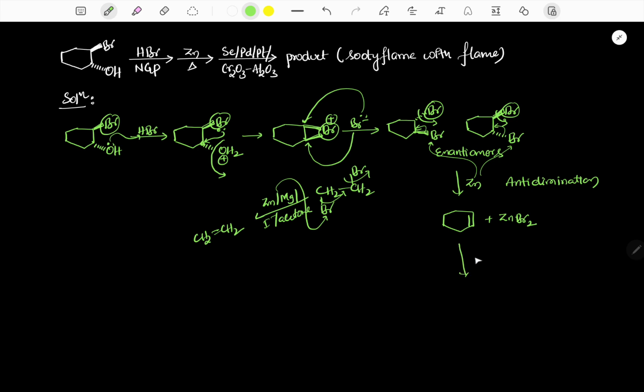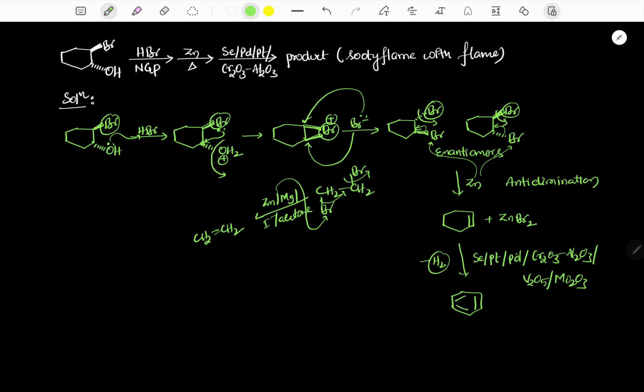Now it is treated with selenium, platinum, palladium, Cr2O3, Al2O3. We can also use V2O5 and Mo2O3. When we heat a non-aromatic compound with these kinds of reagents, removal of H2 takes place. Finally we get the corresponding aromatic compound.